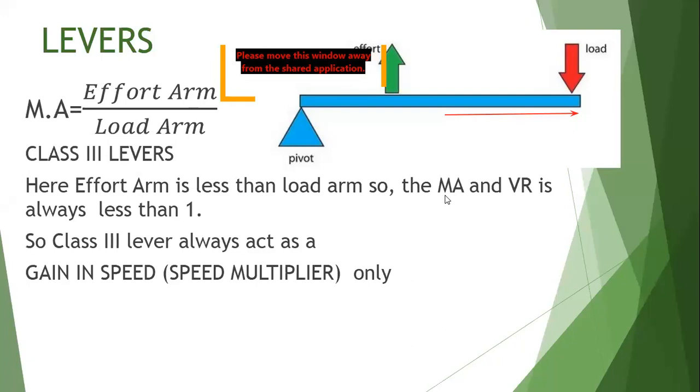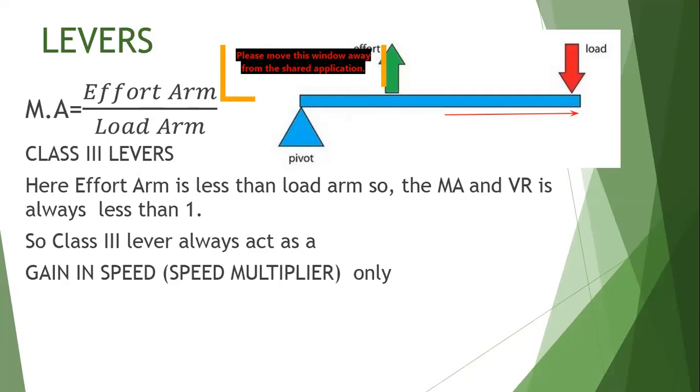How will there be a gain in speed in class 3? See, understand, we have discussed that the MA is effort arm upon load arm. So if you look at this principle, you will find that the effort arm is smaller and the load arm is bigger. So obviously smaller value divided by bigger value, your answer will always be less than 1. And if it is less than 1, then your machine works as a gain in speed. You remember yesterday and the day before I had shown you all this.